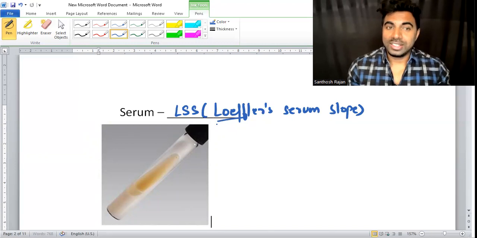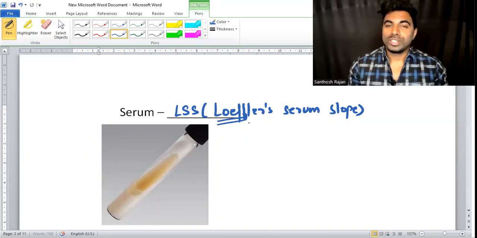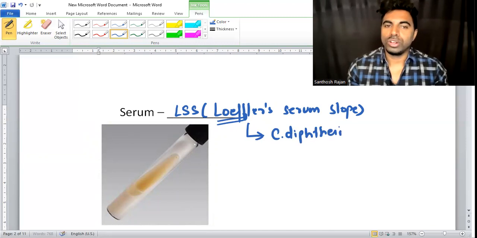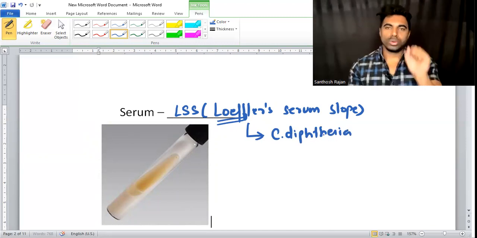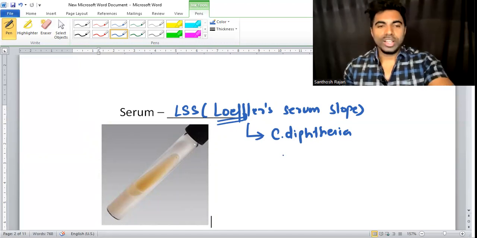Tell the interns not to loaf. Where? Which is Loeffler's bacilli? In which disease? Diphtheria. Corynebacterium diphtheriae. Tell the interns not to loaf around the diphtheria. So this is for Corynebacterium diphtheriae: Loeffler's serum slope. Now, next one.